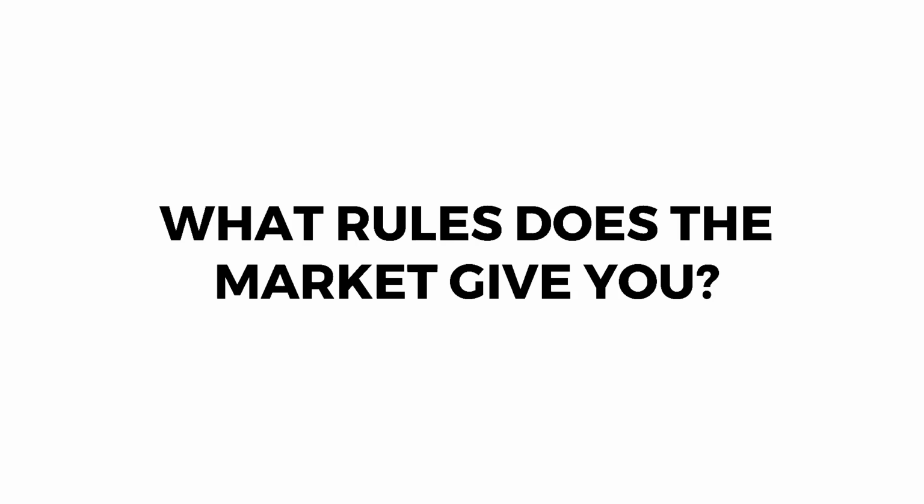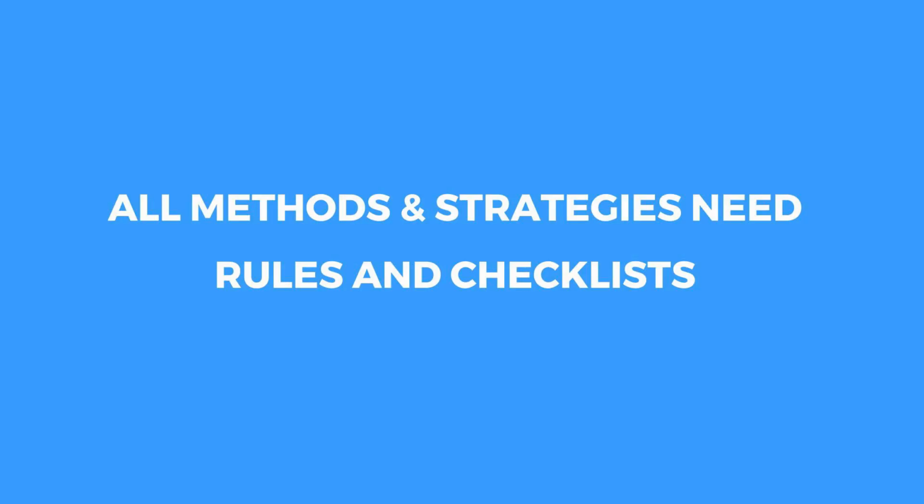Now, what rules does the market give us? Well, it doesn't really give us any rules at all. This strategy and these checklists are needed for all plans and for all methods. No matter if you use indicators, price action, whatever, you need rules. You need plans. When you're in the market, you cannot be trading without an exact system. Otherwise, that's when things start to go haywire.